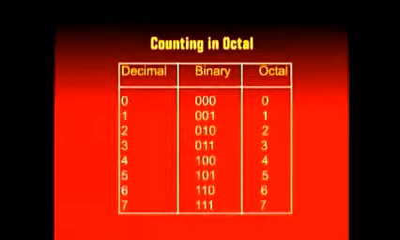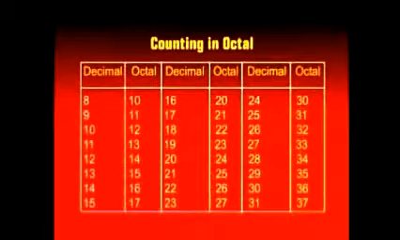Binary equivalents of the octal numbers can be represented using 3 bits because we have a range of 8 numbers. So the binary equivalent 000 represents octal 0 and binary 111 represents octal 7. The table shows octal equivalents of decimal numbers 8 to 31. Octal number 7 has the largest value.